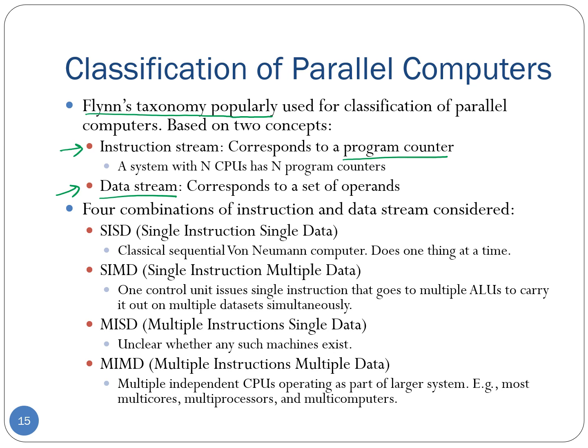The instruction stream and data stream are independent of each other to some extent, and therefore there are four different combinations of instruction stream and data stream. Flynn's taxonomy uses these four different combinations to come up with four different classes of parallel computer architectures. So the first class of parallel computers is if you have a single instruction stream and a single data stream.